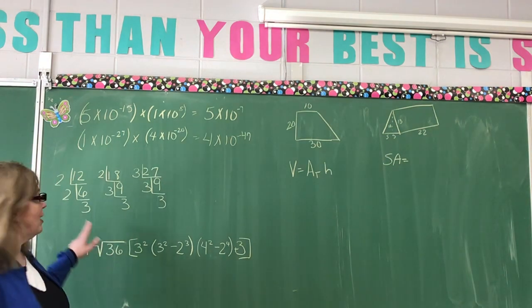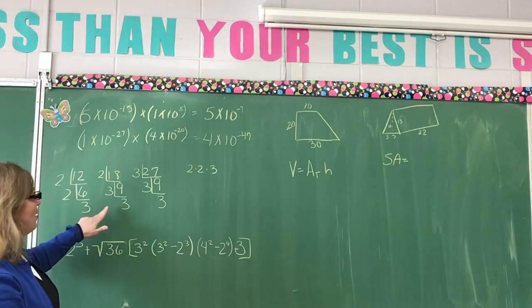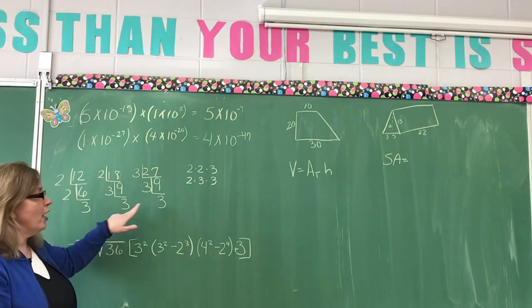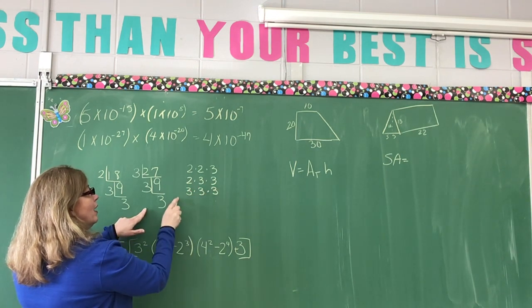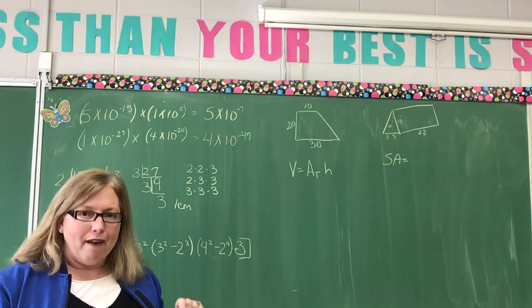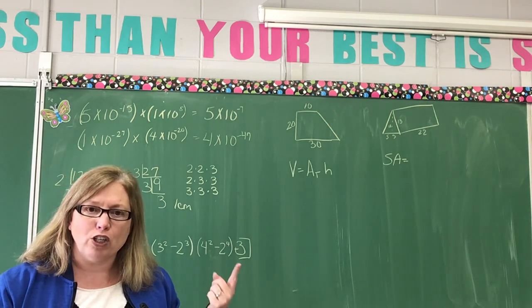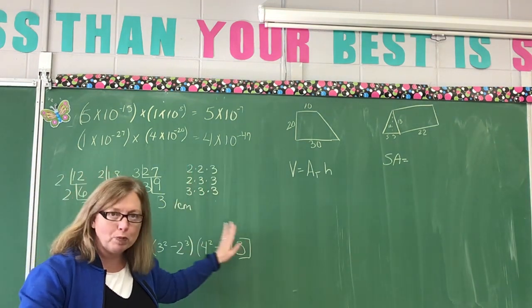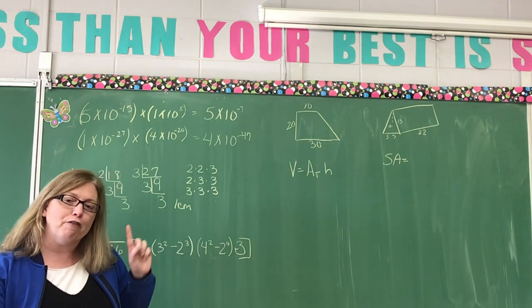So our prime factorization for 12 is 2 times 2 times 3. The prime factorization for 18 is 2 times 3 times 3. And our prime factorization for 27 is 3 times 3 times 3. How do I find my least common multiple? I must use every single term, the different terms, in my least common multiple. In other words, if I have a 2 somewhere in this mess, there must be a 2 in my answer. If there's a 3, there must be a 3. If there's a 5 up here, there must be a 5. Okay? So I find the different factors.